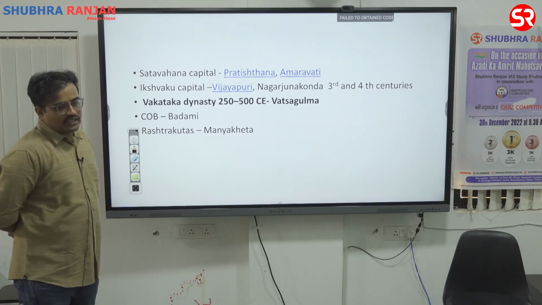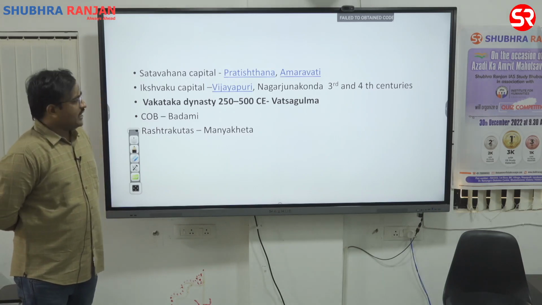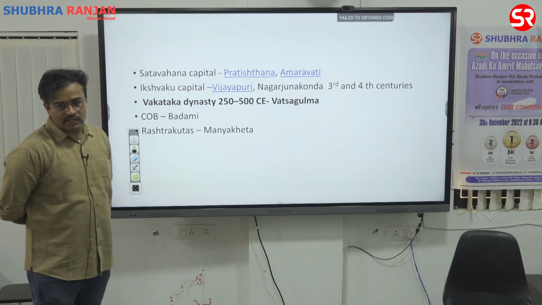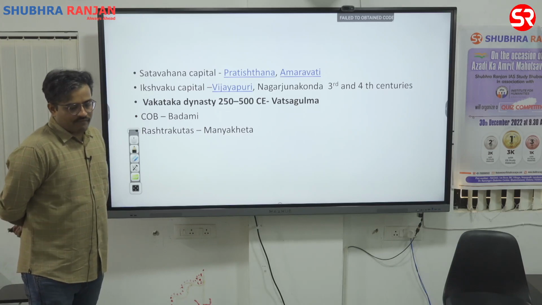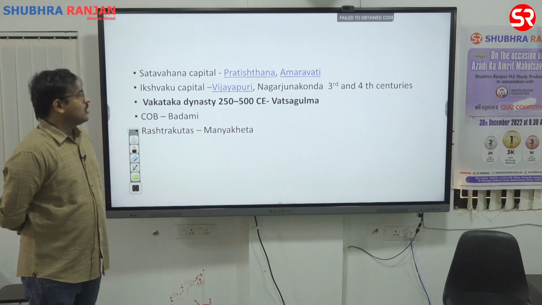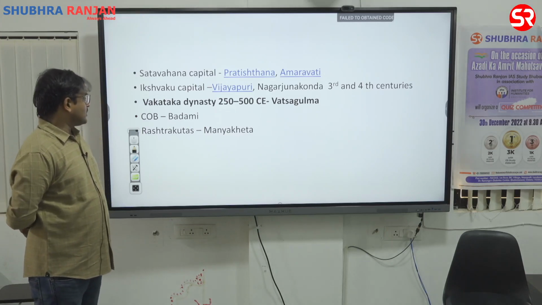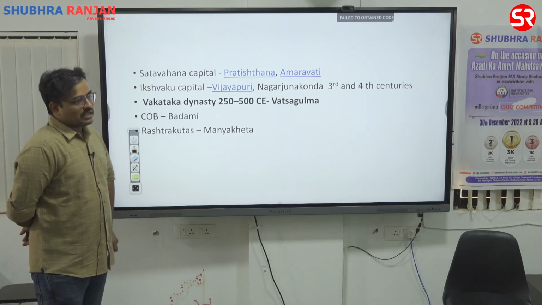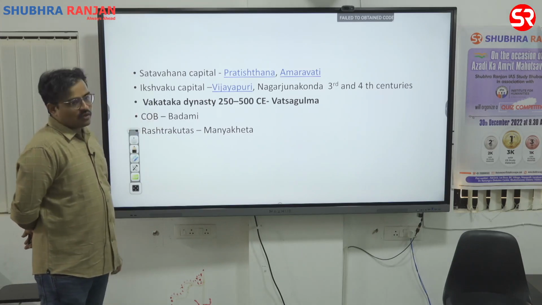Then the second one is Ikshvakus. Ikshvakus had their capital at this place called Vijayapuri or Nagarjunakonda. So Vijayapuri or Nagarjunakonda is the capital of the Ikshvaku dynasty.